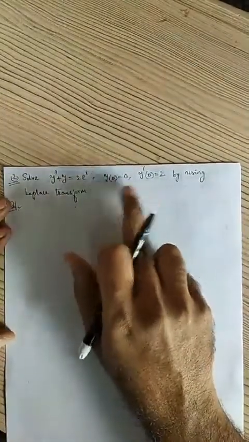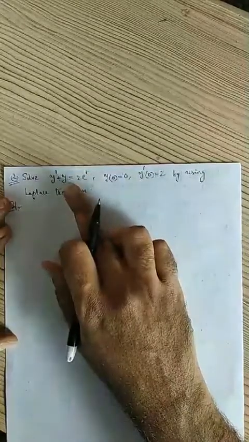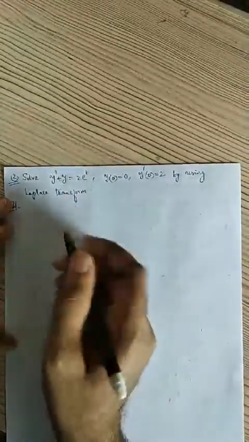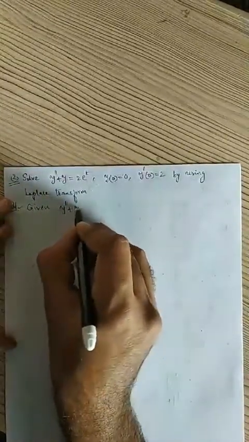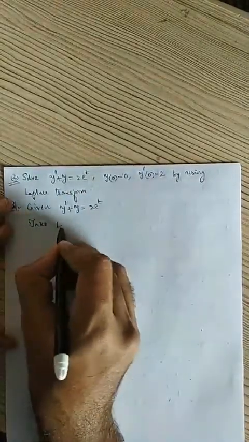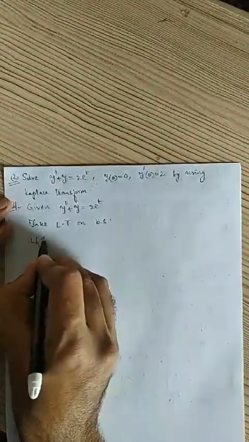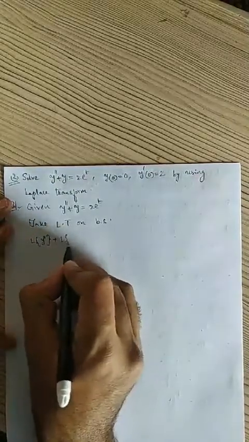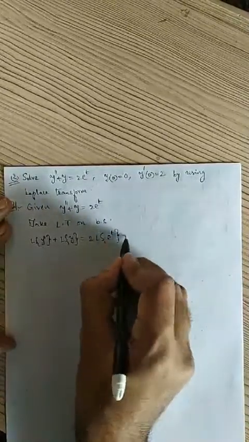So the given equation is y double dash plus y equals 2 e power t. Along with the equation, two conditions are given: y of 0 equals 0 and y dash of 0 equals 2. We have to solve this equation by applying Laplace transform, right? So first we write down the given differential equation: y double dash plus y equals 2 e power t. Now take Laplace transform on both sides. So what will happen? Laplace transform of y double dash plus Laplace transform of y equals 2 into Laplace transform of e power t.